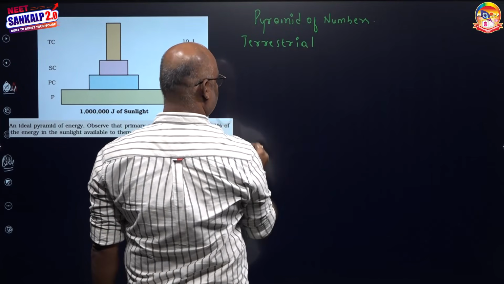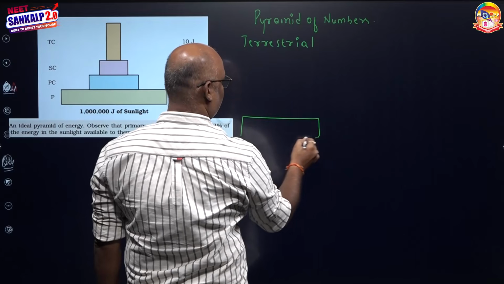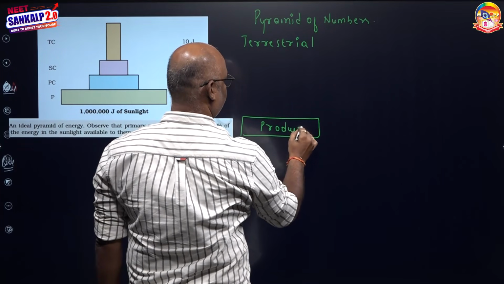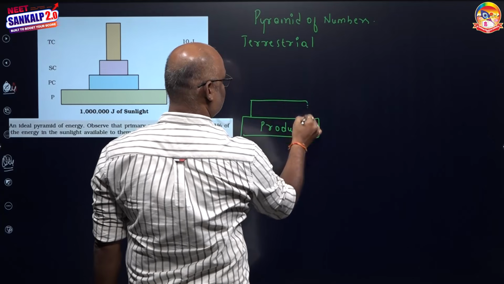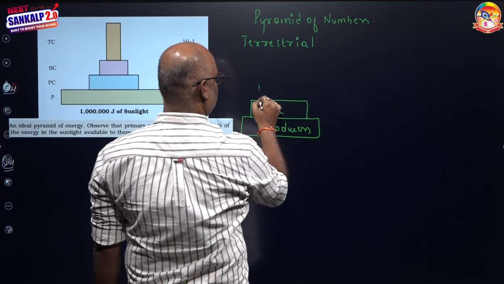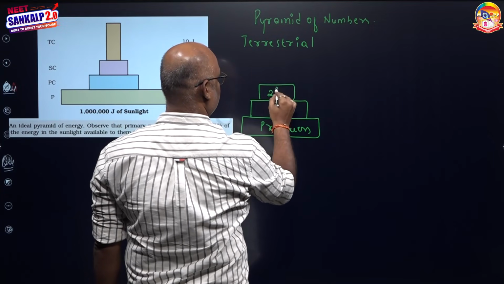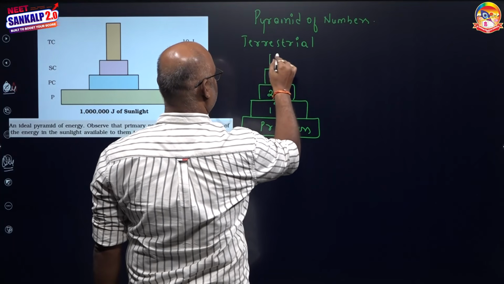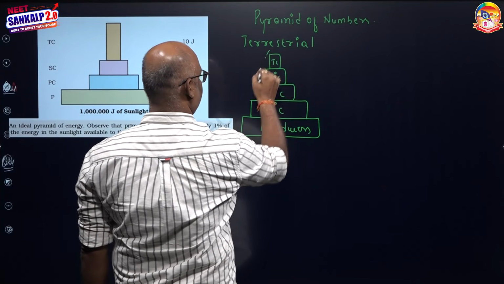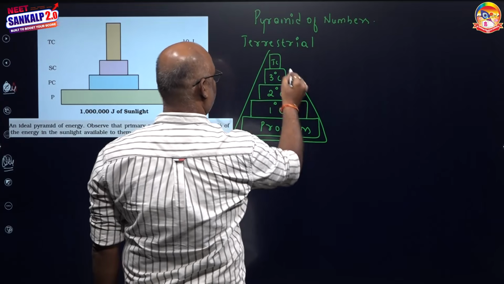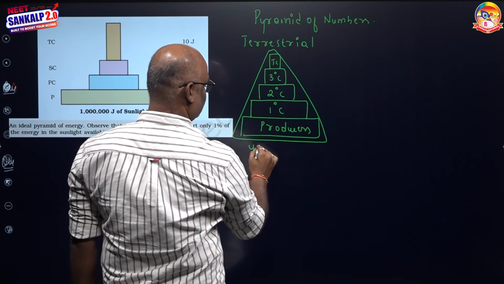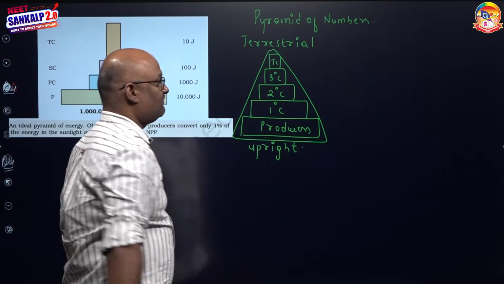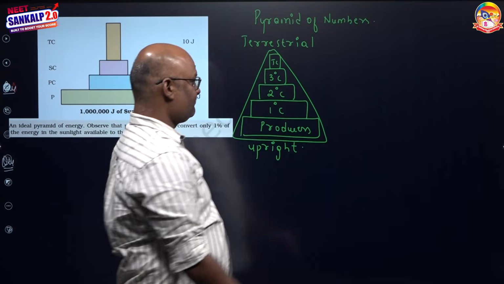So in the terrestrial ecosystems, producers are very high. Primary consumers are less, let us take. Then secondary consumers are also less. Tertiary consumers are less. Top carnivores are still less. So this forms an upright pyramid. What is this? The pyramid of number for a terrestrial ecosystem forms an upright pyramid.